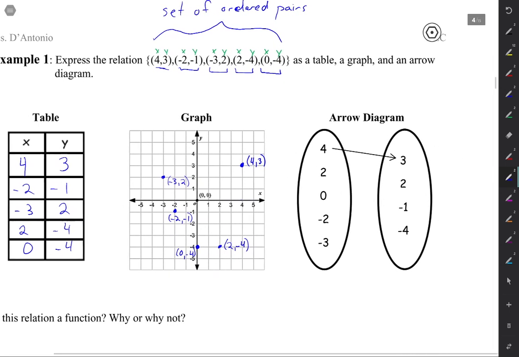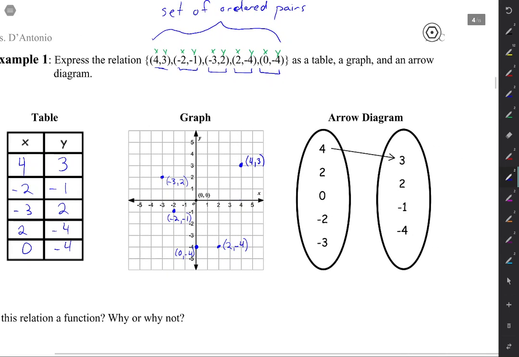Next, let's do the arrow diagram. This is something new, but it's really easy. What we have here are two ovals, I guess. In this first oval, we're going to put all of the x values we have, and then in the second one, we put all of the y values we have. Now, the little trick with this is that we don't repeat any of the x or y values. You'll notice how we have 5 values in the x department and only 4 in the y.